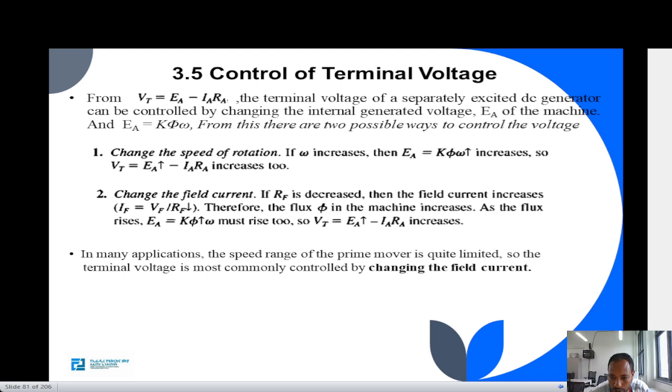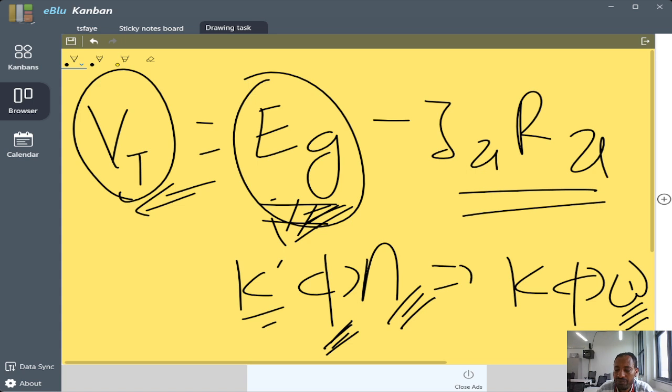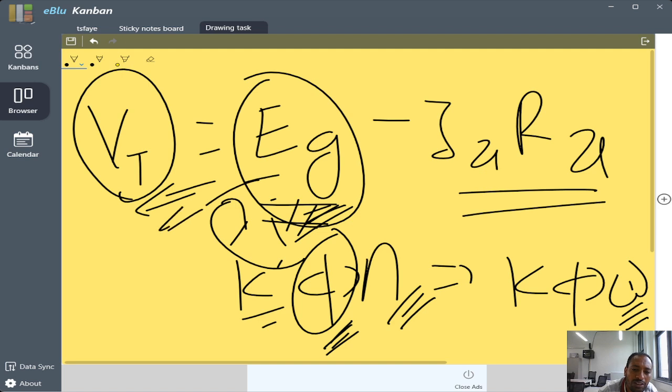The second method of controlling the terminal voltage is changing the field current. If IF is increasing, then the field current increases. Therefore, the flux phi in the machine increases. As the flux rises, E generated must rise too, so Vt will rise. So by controlling this, we can control this. If we are able to control this, we are able to control E also.